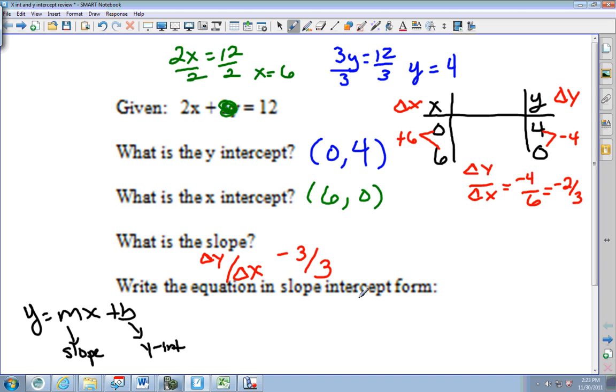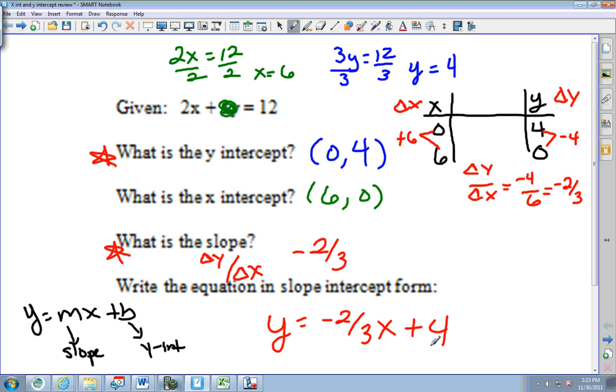Now, to write my equation in slope-intercept form, I need the y-intercept and the slope. So my equation is y equals, oh, and I wrote 3 over 3, didn't I? Silly me. Try that again. How about negative 2/3? Y equals negative 2/3 x plus 4.